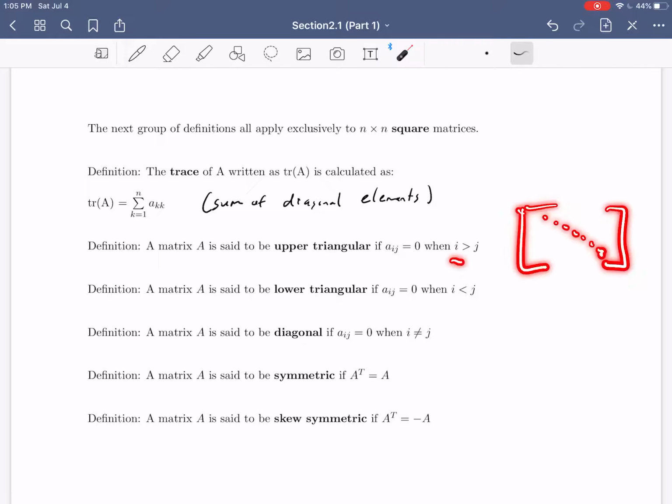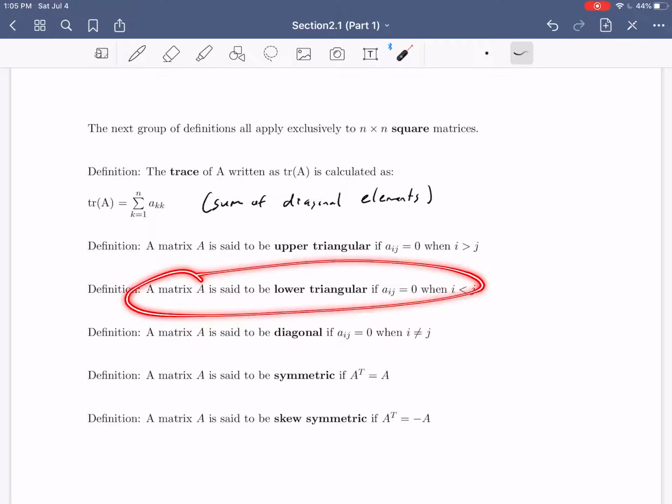So we want row position to be greater than column position. That means down here, all that has to be 0. You can see then visually why we call it upper triangular, right? It's upper triangular because the only things that are non-zero in the matrix all form an upper triangle, things at the diagonal or above it.